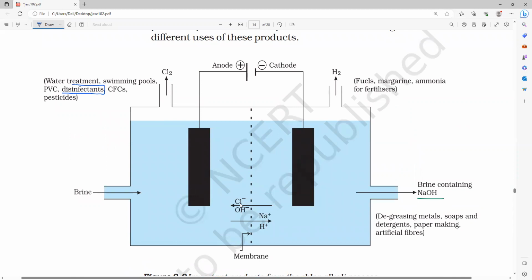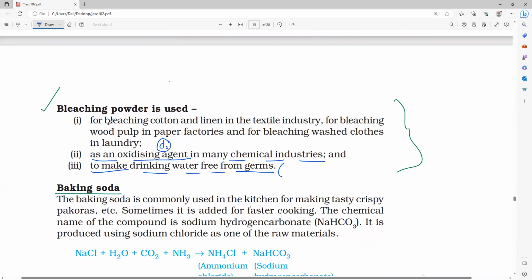Disinfectant. Understand? Because it will kill the disease-causing bacteria present inside the water, it will help to clear that. Now, the main use is bleaching cotton and linen in the textile industries. So let us understand what that is.